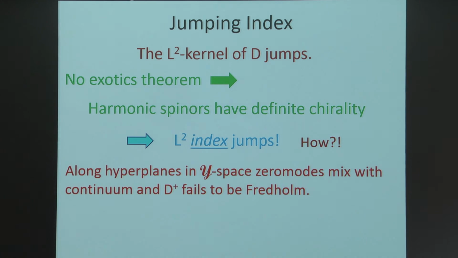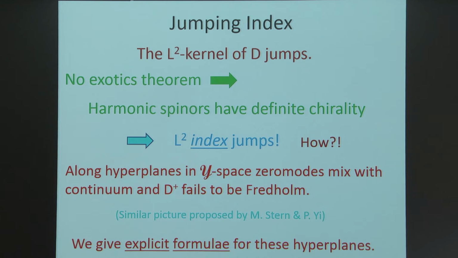Well, how can that happen? Of course, what happens is that along, as it turns out, hyperplanes in the space of y's, the Dirac operator fails to be Fredholm. The continuum comes down and mixes with the zero modes. A similar picture was proposed in a special case by Mark Stern and Pilgrim Yi.